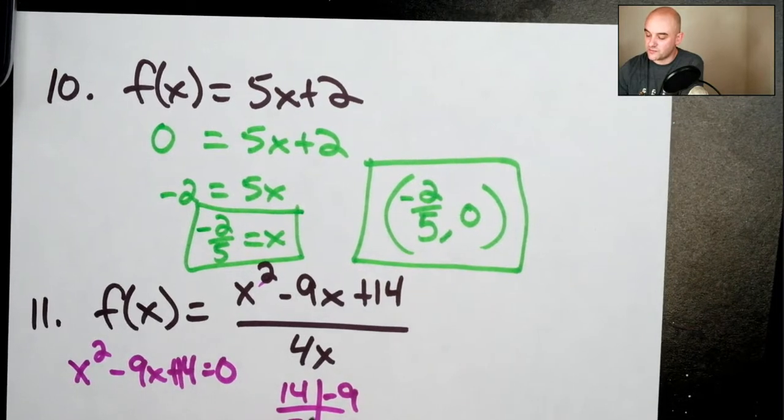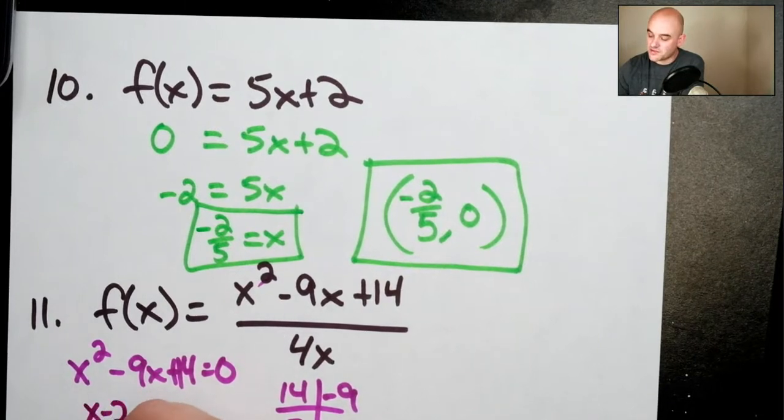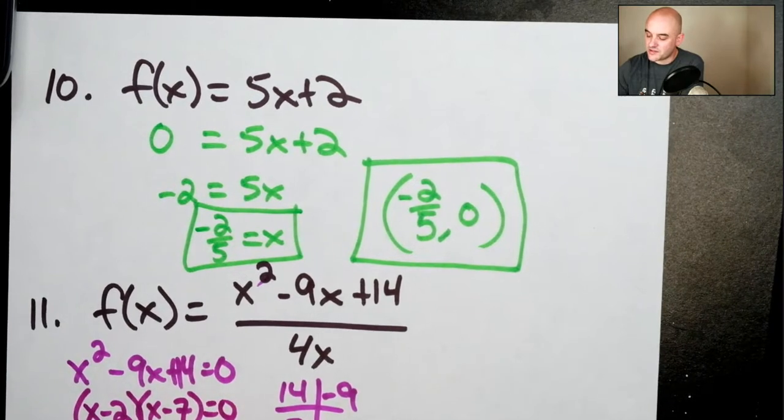So that's what's going to work here for me, and I can take the shortcut, because the leading coefficient is 1. So I've got x minus 2 times x minus 7 equals 0. So x equals 2 and x equals 7. Those are going to be my zeros.